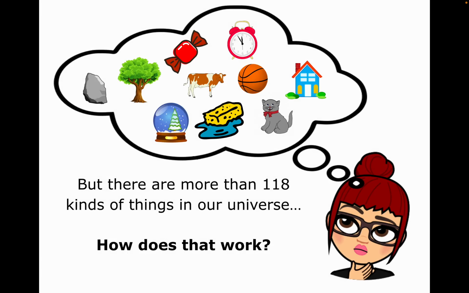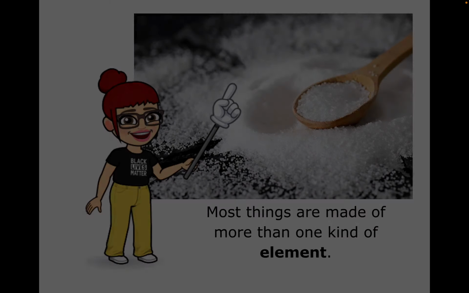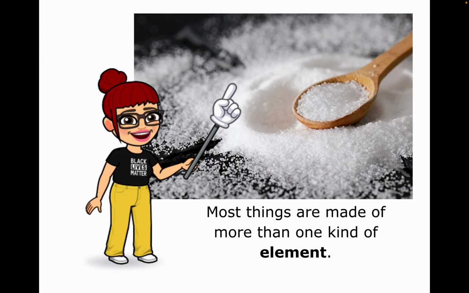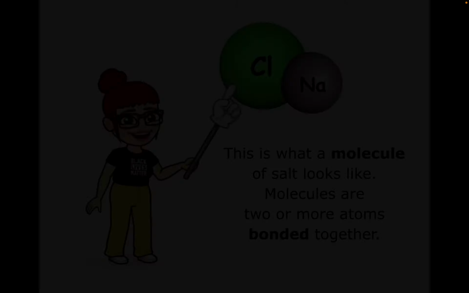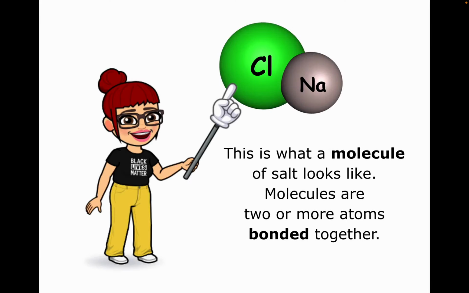But there are more than 118 kinds of things in our universe. So how does that work? Most things are made of more than one kind of element. So here we have some salt, and you may know that salt contains two kinds of atoms, sodium and chlorine. This is what a molecule of salt looks like.